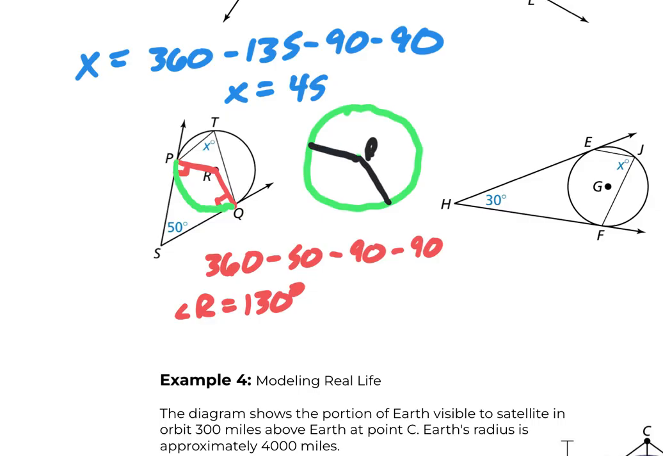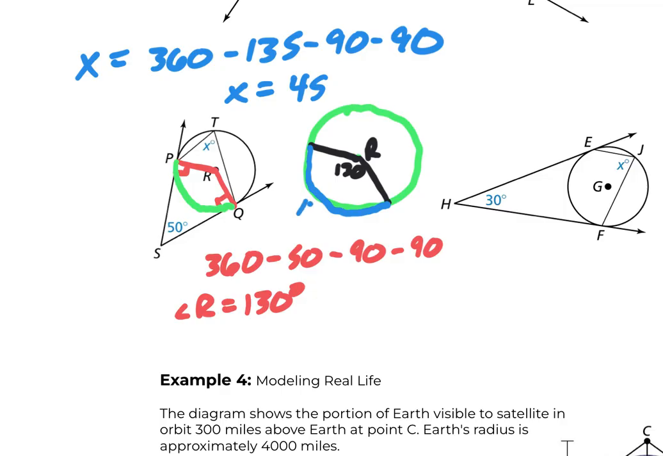Okay, if this is R right here, and R is 130, then what would that arc be? Remember, it's at the center. To get from a central angle to the arc, it's the same, because it's not on the circle, it's at the center. And that's from very beginning in the chapter, right?